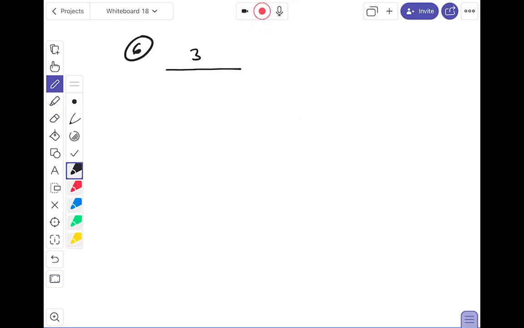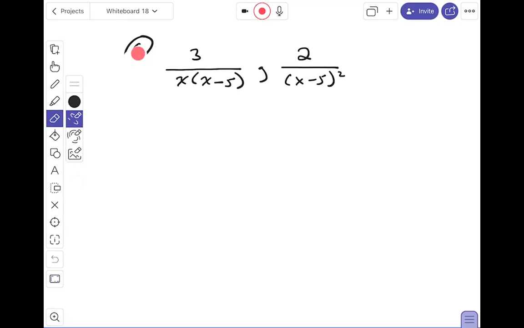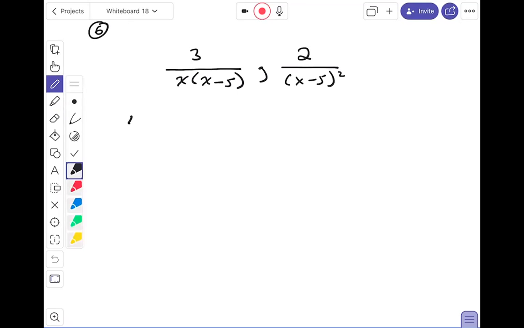This is 3 over x minus 5, comma, and then what do you have there? 2 over x minus 5 squared. Again, I got to get the LCD. You know what? I'm going to just move that 6 around a little bit. It's over here. Look like it's part of the problem. All right, I got to get the LCD. Well, I'm looking at it, and it's the LCM of the denominators.